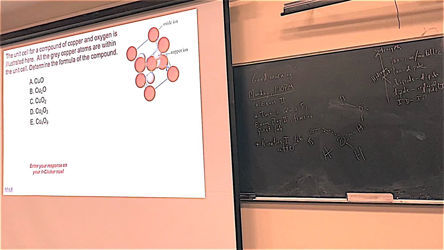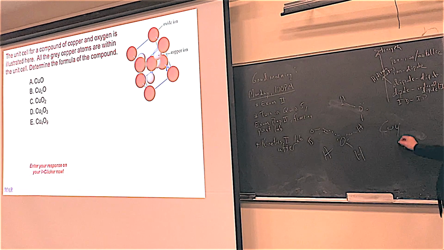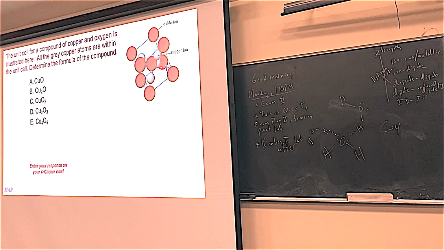Okay. So if you look at this weird structure that I've thrown up there, there are 1, 2, 3, 4 gray atoms. All right, 1, 2, there's 3 back there and 4, and those are copper. So that means there are 4 coppers. And if you look at the number of red ones, 1, 2, 3, 4, 5, 6, 7, 8, 9, there's 9 oxygens. So it's tempting, perhaps, to put down Cu4O9 as your answer.